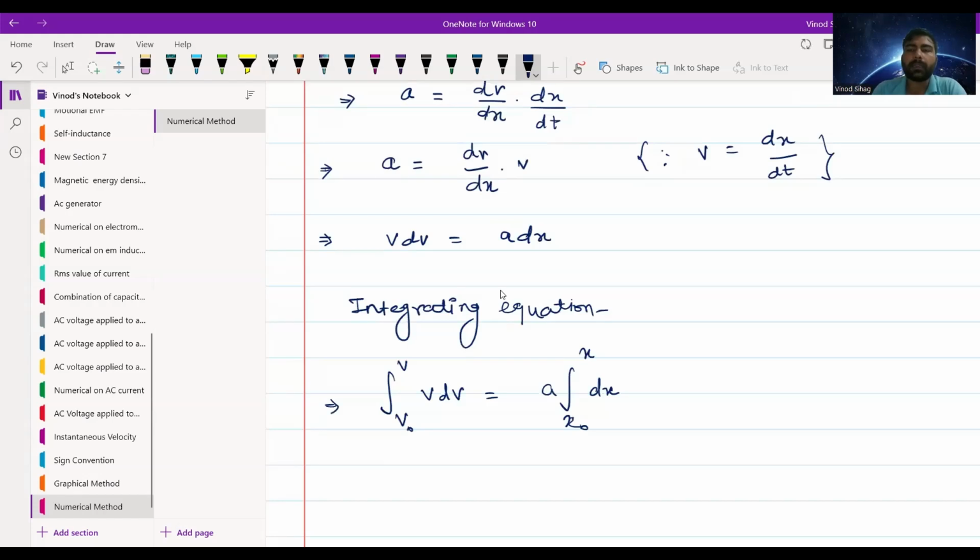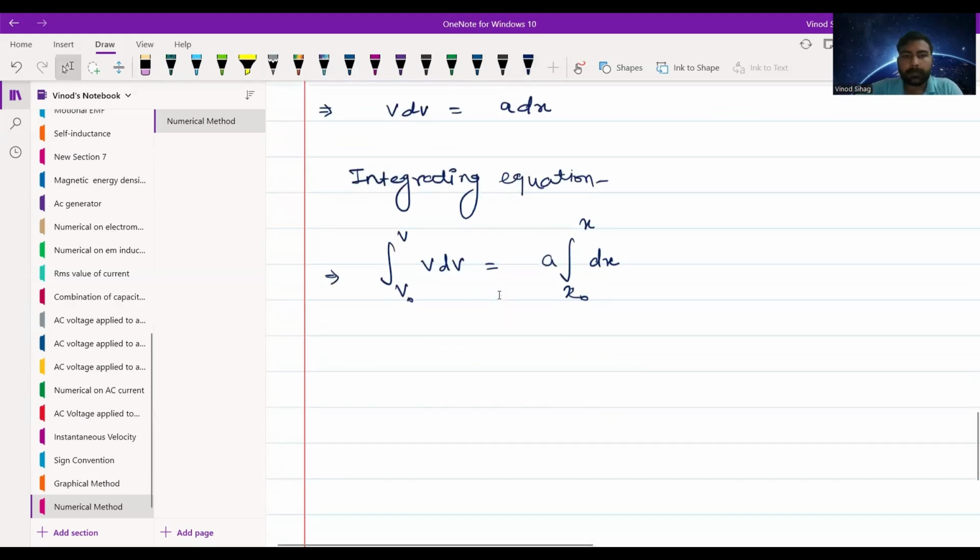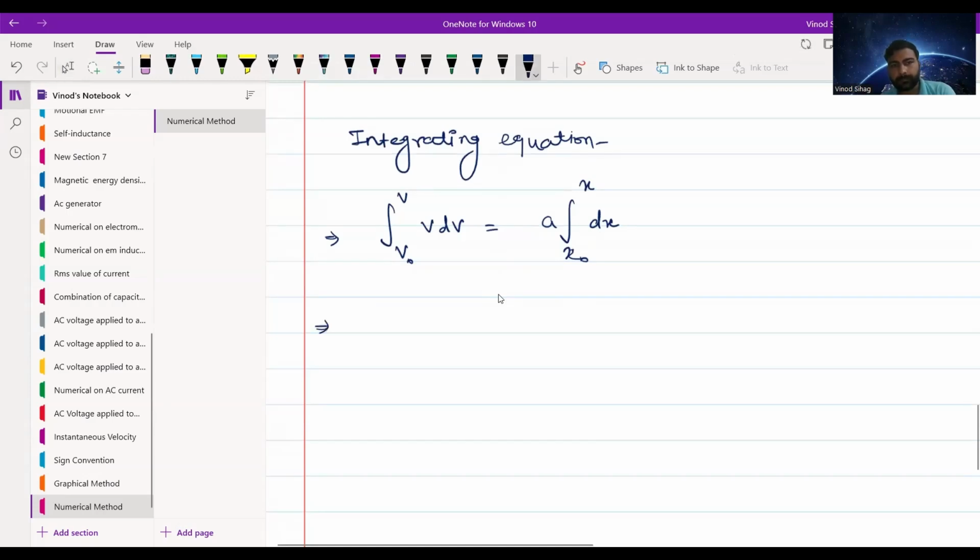And why am I again taking acceleration out of the integration? Because we know that acceleration does not depend on the distance traveled by the object. For this particular case only, because acceleration is constant, we have already assumed it is not affected by the distance and it is not affected by the time. So now integrate it. Since the integration of v with respect to dv will be v square by 2, finally we will get v square by 2 minus v naught square by 2 equals a into x minus x naught.